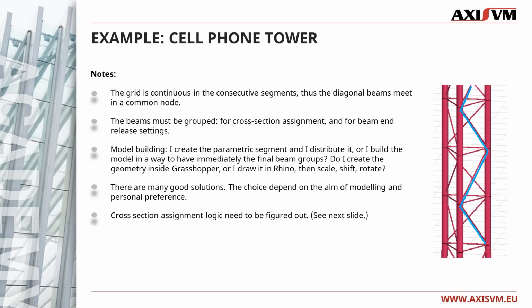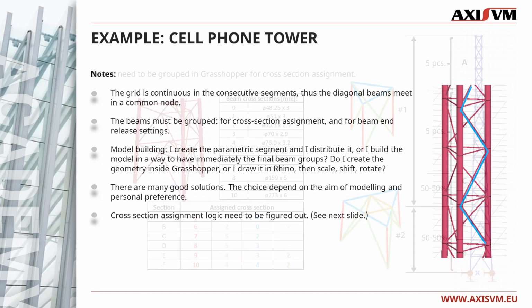I am not going to show you how the geometry is created, because there are many different good solutions. I can decide whether I create the parametric segment and distribute it, or I build the model in a way that I immediately have the required beam groups. Do I create the geometry inside Grasshopper, or I draw it in Rhino, then scale, shift and rotate it? Decisions have to be made based on the aim of the modeling and personal preference and experience.